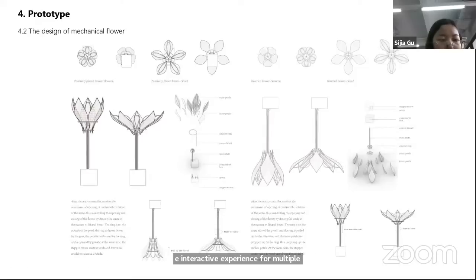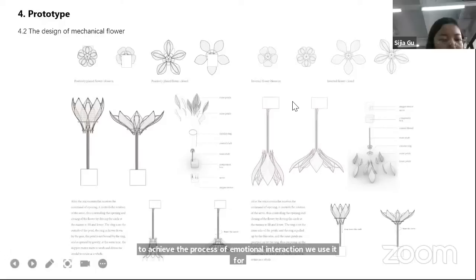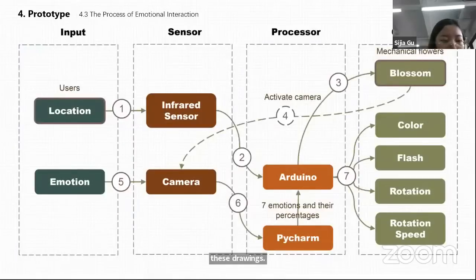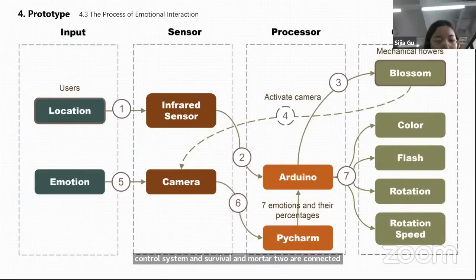To achieve the process of emotional interaction, we used decorations in order to create an engaging atmosphere through the decoration of the physical space. Actuators of the installation are designed as mechanic flowers, just as these drawings. And to achieve the process of emotional interaction, we used camera and infrared sensors to capture data and programmed in Arduino and Python as the control system, and servo and step motor are connected to mechanic flowers as actuators.